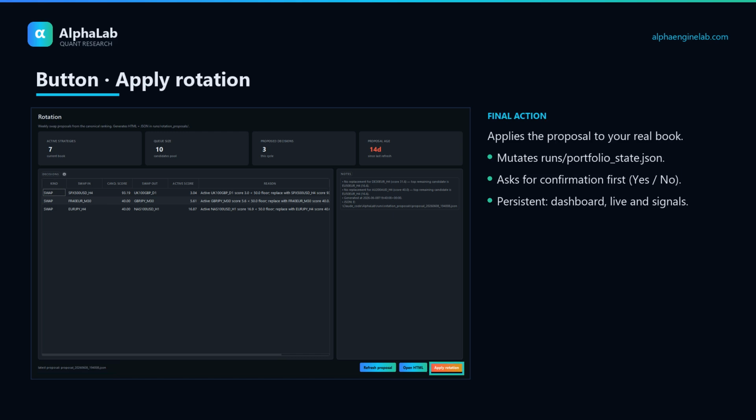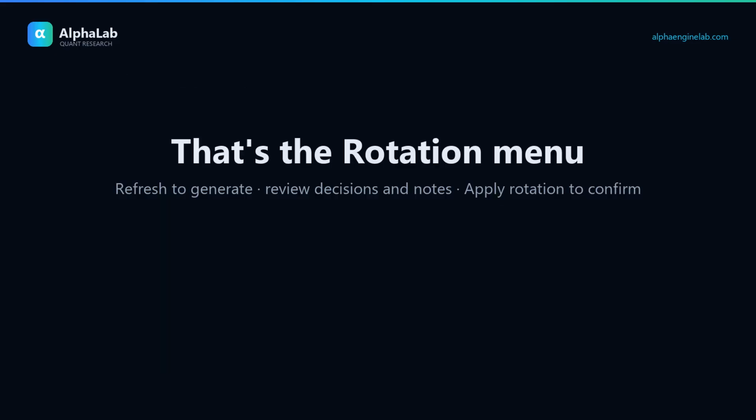The Apply Rotation button, in red because it's the serious action, is the only one that truly changes your book. When you press it, it mutates the portfolio_state.json file, applying the proposal's swaps and expansions. Before doing anything, it shows a confirmation dialog warning you. This change is persistent. The dashboard, the live monitor, and the Tier 2 signal pipeline will all see the new active set on the next refresh. It only runs if you answer yes. For safety, the button is only enabled when there are decisions to apply, and it's recommended to refresh first if the proposal was stale. And that's the whole rotation menu.